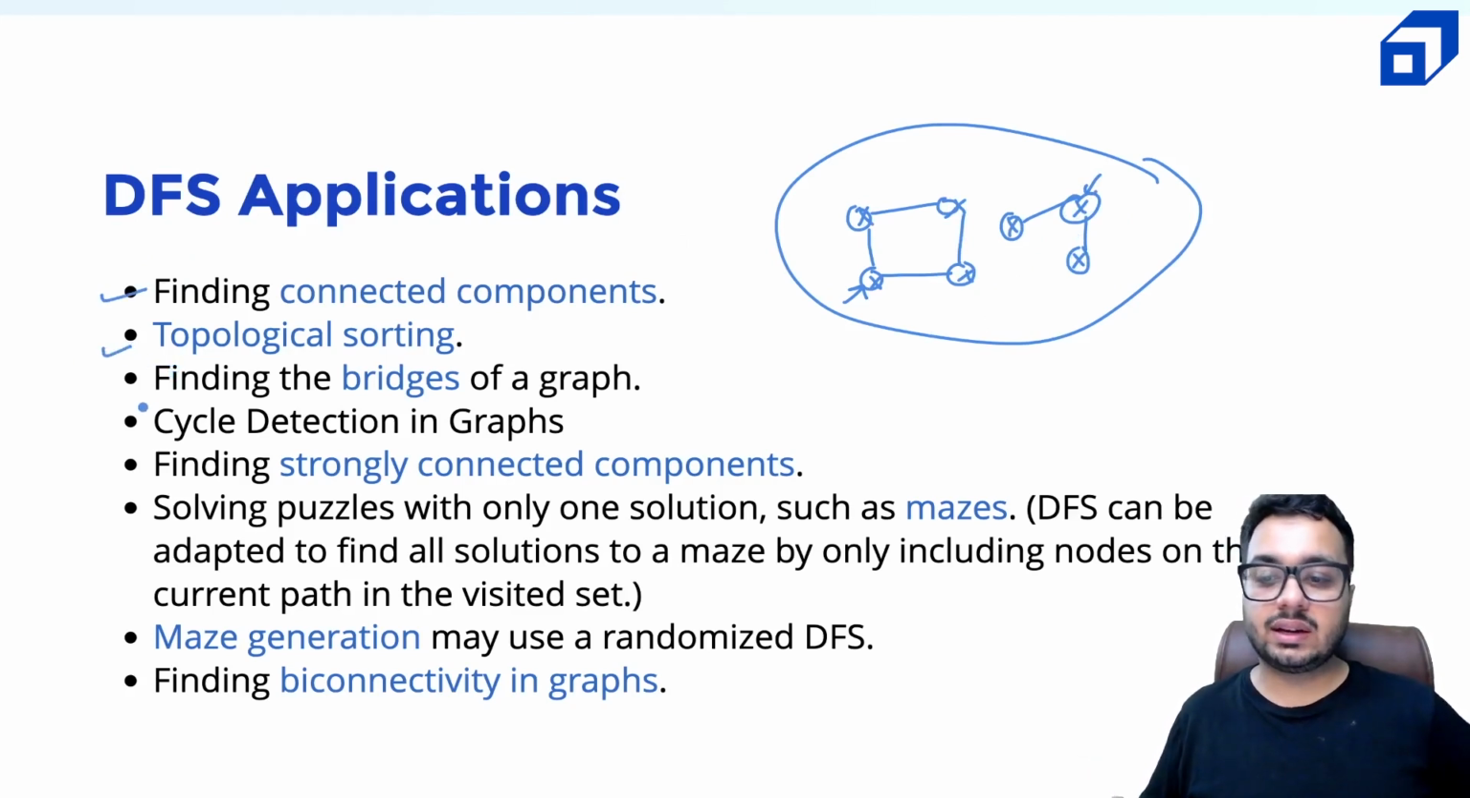Topological sorting can use it. It is also used in finding bridges in a graph. Cycle detection can use it too, and we'll look at cycle detection in this tutorial.